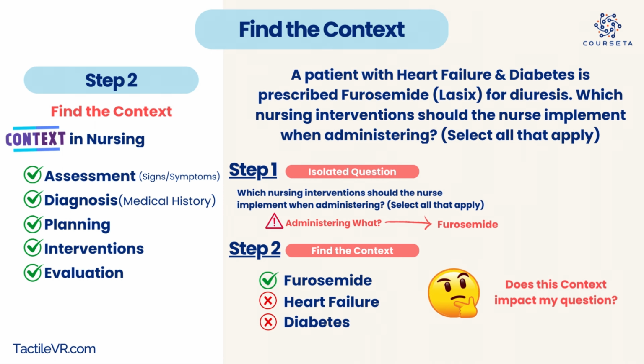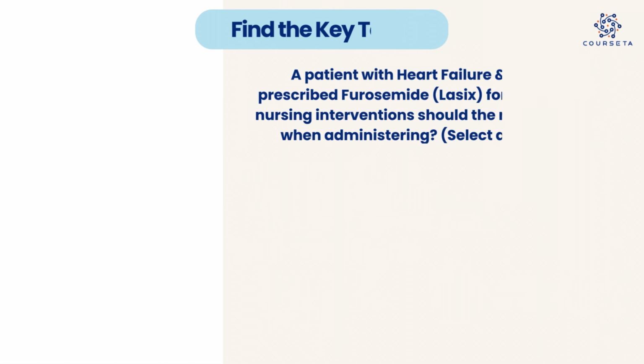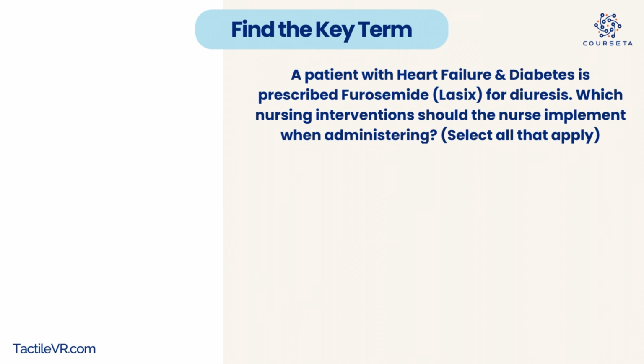All right? Because if you ask yourself that, it's roadblocking the ability for the context to persuade you to think a certain way. So once again, guys, step number 1 is always find the question without considering context, and then you add in your context second. So we're understanding that this question is asking us what intervention should we do when we give Lasix, okay? And then the context is, okay, we have a patient with heart failure and diabetes. That's our context. Step number 3, find a key term.